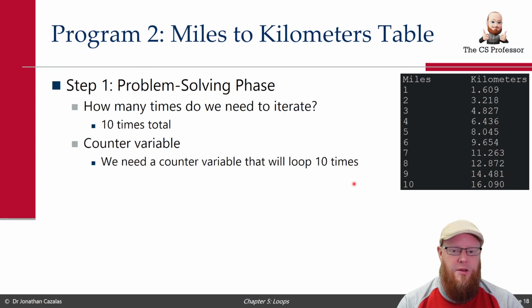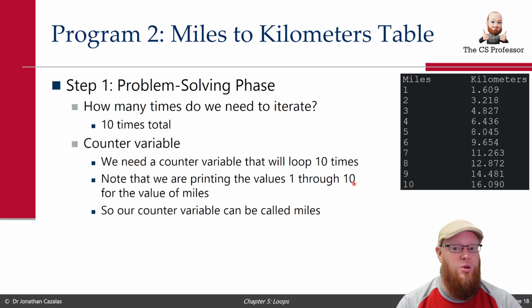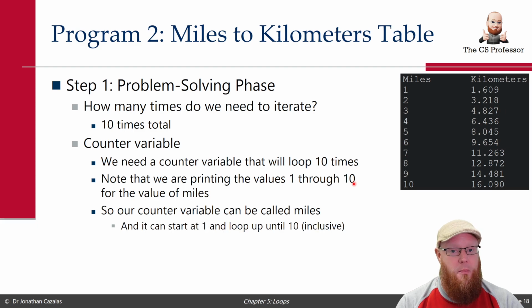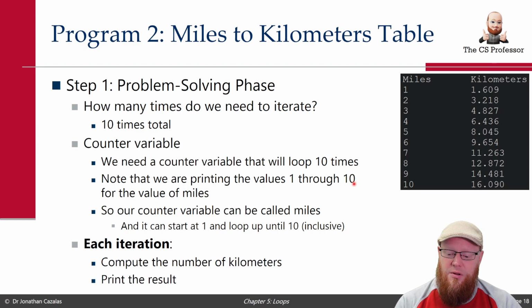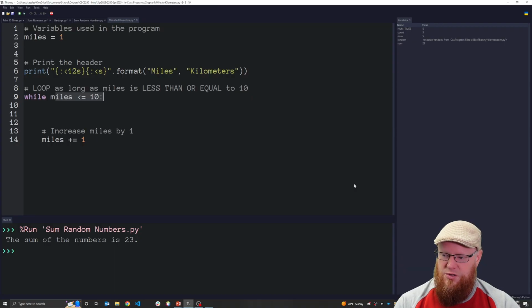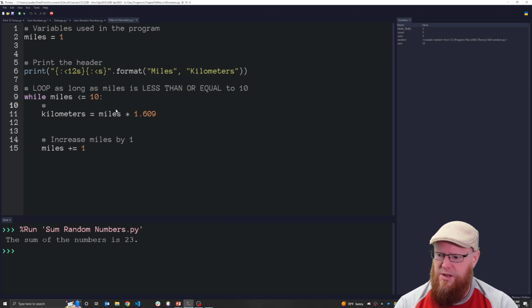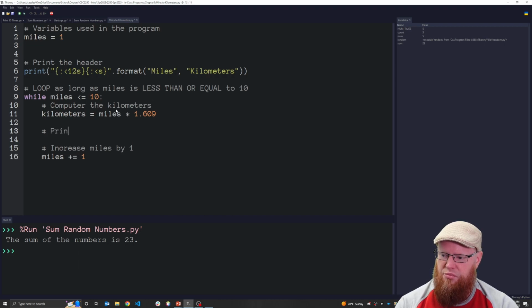So we have a counter variable. In this case, it made sense that that counter variable could just be our miles variable that we're ultimately going to be using in the calculation. At every iteration, compute the number of kilometers and then simply print the result. So let's compute the kilometers. Kilometers equals miles times 1.609. Let's make a comment here. Compute the kilometers. And then here, comment for print the result.